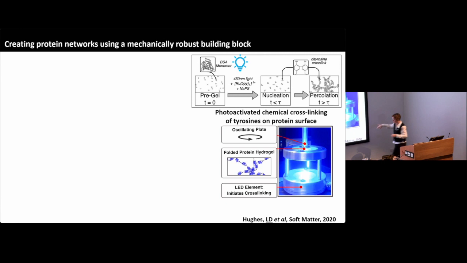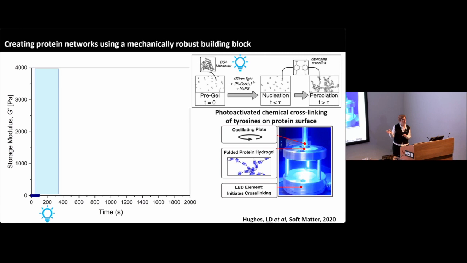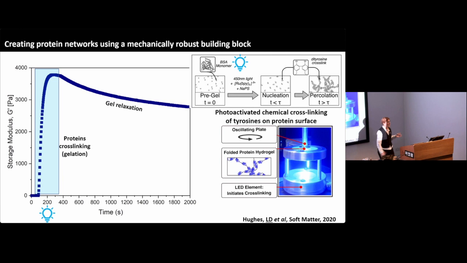And here in this cartoon, you can see the top part of the rheometer. We put our pre-gel solution in here. We have a simple blue LED light source that we can switch on with a particular intensity to trigger the chemical reaction. So we have a nice T equals zero for our experiment. And so, for example, what we can do is measure the storage modulus. This gives us a measure of the stiffness of the material on the rheometer. So at T equals zero, we have a pre-gel solution, a liquid. There's no measurable stiffness. We switch on our light for a period of time. The proteins start to cross-link. We have gelation, and then we can switch off the lamp and monitor the relaxation of the network.